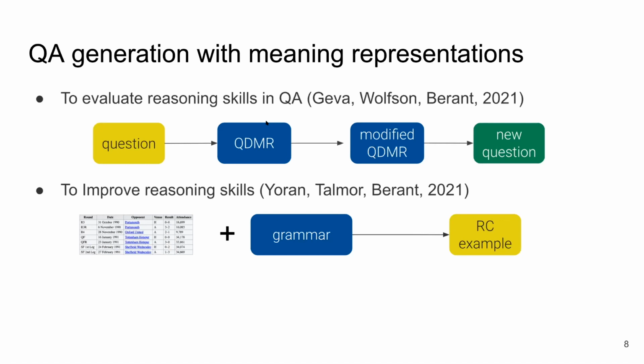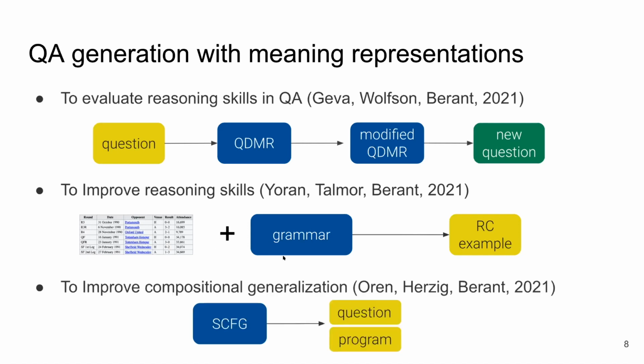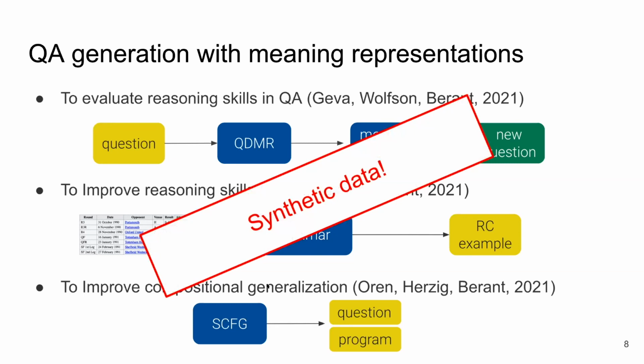And then I will talk a little bit more briefly about how you can improve the reasoning skills of your model by generating synthetic data from tables on the web and a grammar. And last, I will talk about how you can generate data from a synchronous context-free grammar in order to improve the state of affairs in a problem called compositional generalization in semantic parsing. All of those are about how we can generate data automatically from meaning representations in order to solve problems that we have for real-world text.